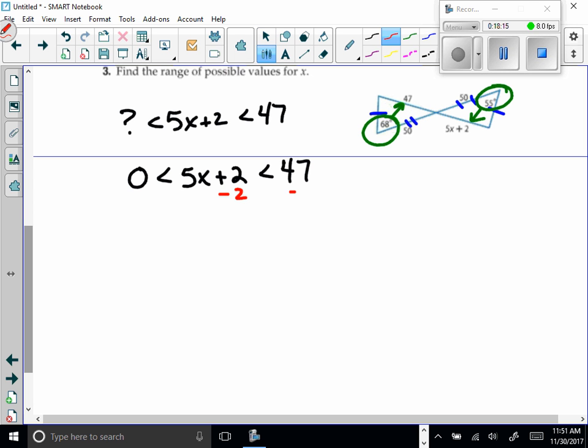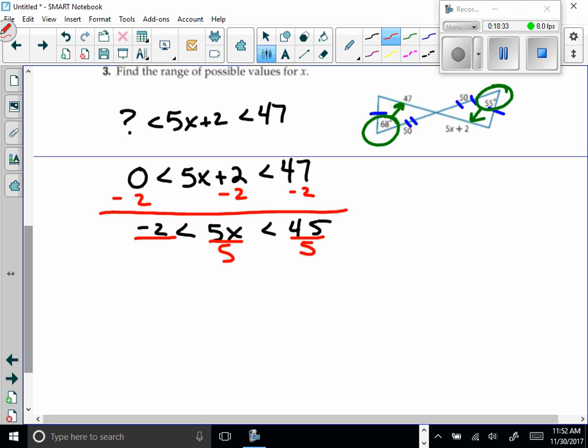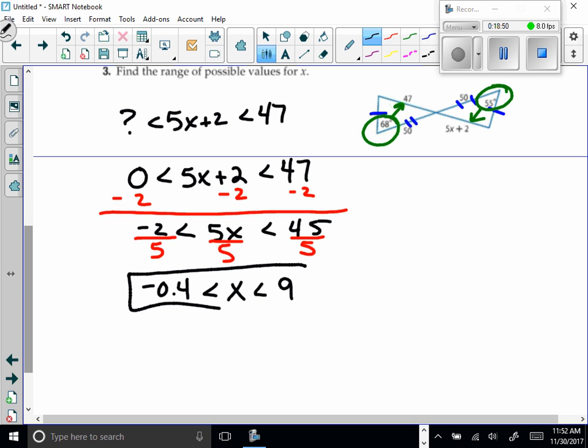I'm going to subtract 2, which gives me 5x there in the middle, 45 on the right, and negative 2 on the left. And then I'm going to divide by 5 all around. A positive 5, not a negative 5. Which gives me x has to be greater than negative 0.4 and less than 9. So there's my range of values.